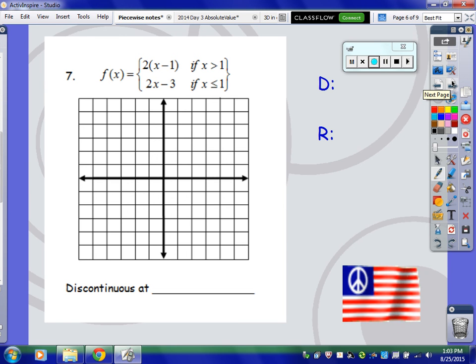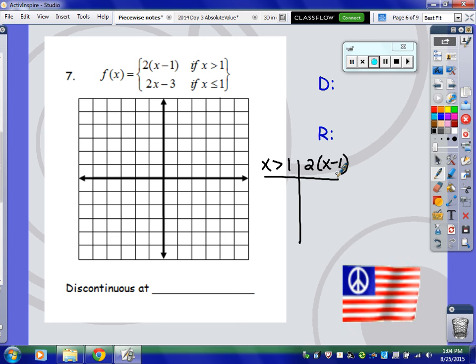Alright, if you want, like I said, pause the video. You can try this one on your own first, and then go back and see how you did. Notice we have two pieces. They're both lines right now. We'll add more shapes to our piecewise functions as we learn. Okay, so let's look at that first piece. So where x is greater than 1, we're going to graph 2 times x minus 1.